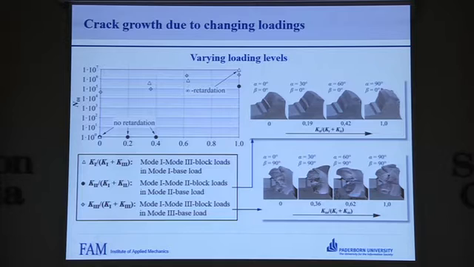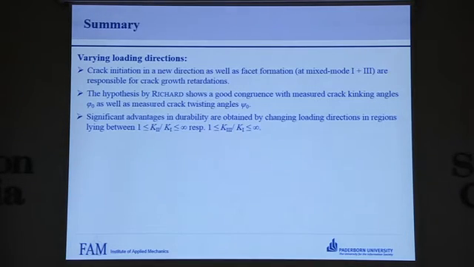So let me summarize the results of these experiments now. The varying loading directions showed that a crack initiation in a new direction, as well as the facet formation, especially at mixed mode 1+3 loading combinations, are responsible for the crack growth retardations. Furthermore, the hypothesis by Richard shows quite good congruence with the measured crack kinking and crack twisting angles. Significant advantages in durability are obtained by changing the loading directions in the regions of K2 to K1 and K3 to K1 between 1 and infinite.